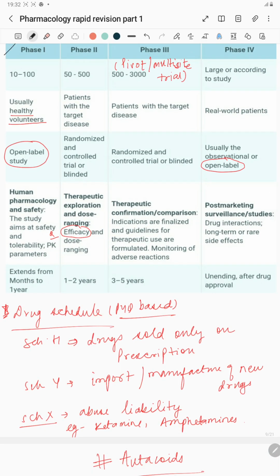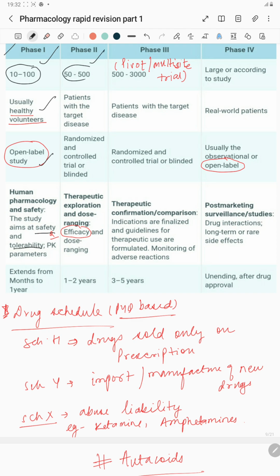Next we have the clinical trials. There are 4 phases of clinical trial. There is also one more phase, phase 0, which is called microdosing, which is not very important. Phase 1, 10 to 100 number of patients, used in only healthy volunteers. It's an open label study design. It is used only for safety and tolerability profile.